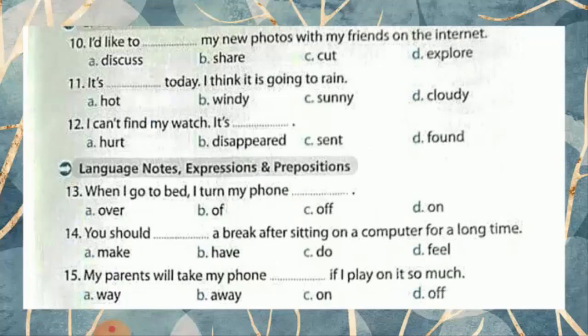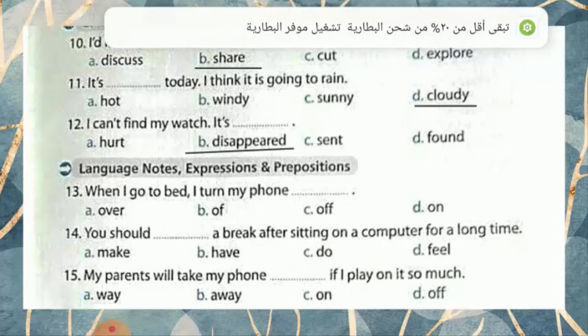Number 10, I'd like to share my new photos with my friends on the internet. Yes, I want to share. Number 11, it is cloudy today. I think it's going to rain. It is what? Yes, cloudy. Number 12, I can't find my watch. It has disappeared. اختفت.